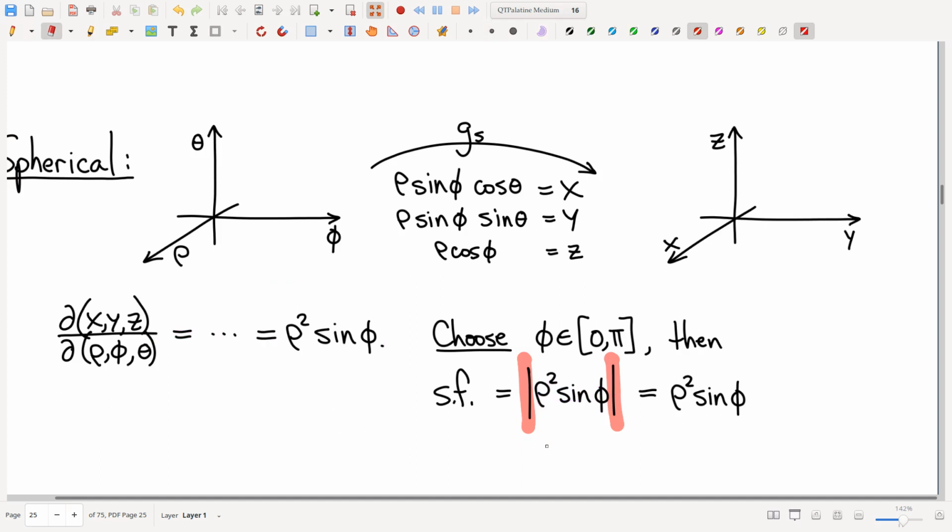And, well, don't think about rho. Doesn't matter what you do to rho. Rho is going to get squared anyway. Rho could be positive, negative, zero, who cares, whatever. Rho is not the issue. The issue is I need to worry about this sine phi. And the way I make sine phi never be negative is I promise only to choose phi between 0 and pi.